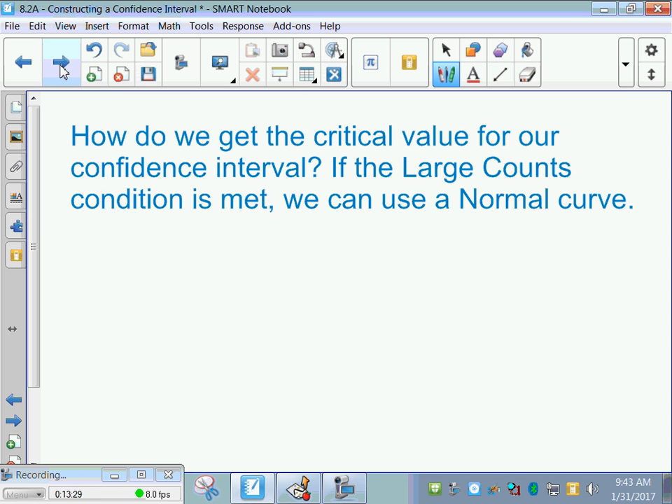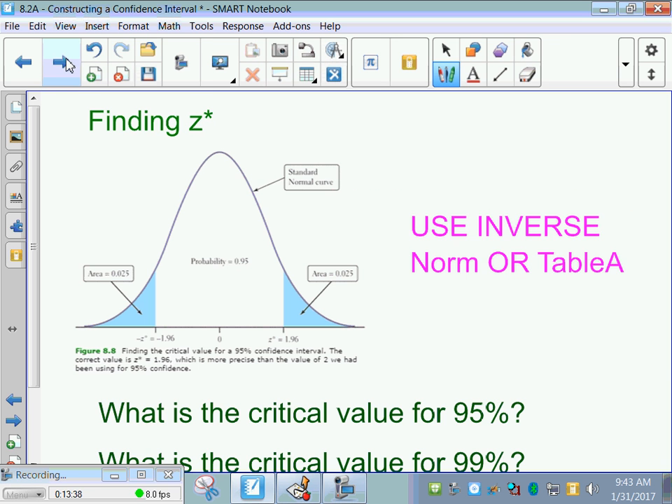As long as the large counts condition is met, we can use the normal curve, right? If we don't have large counts, we don't have normality. So we did check for large counts, which means we can use the Z score. You can use inverse norm or table A, whatever you prefer. I'm guessing it's inverse norm.